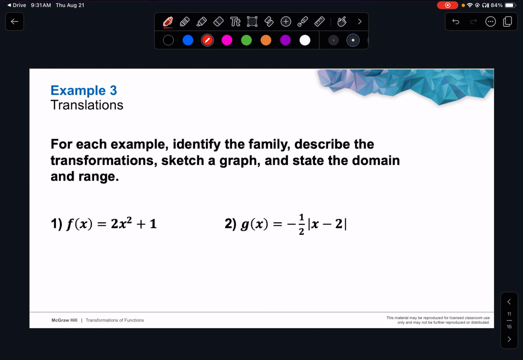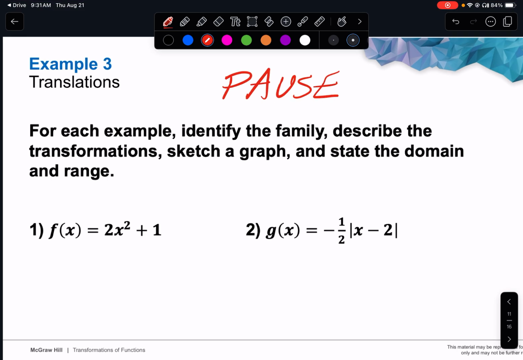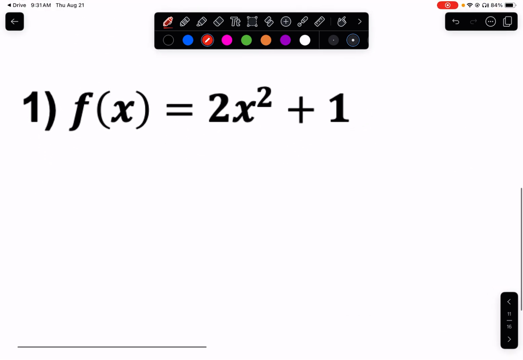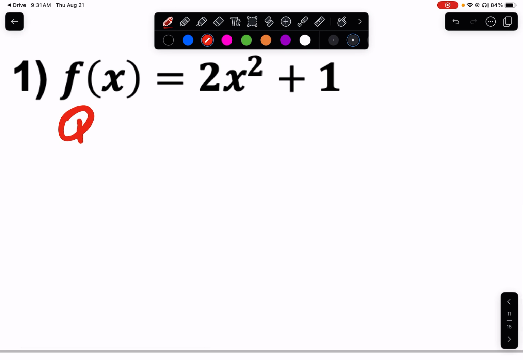So this is an area where I want you to pause this video and give this a try. So we're going to describe the transformation using our A value and our H and our K. Okay, number one, first thing we need to describe is the family. So this is a quadratic. Okay. Then we do not have an H value here because the X is not in parentheses. So that means it's not translated left or right, but it is translated 1 unit up.